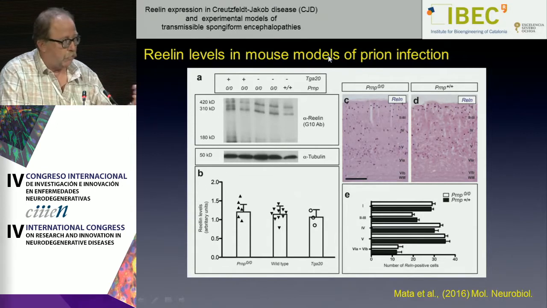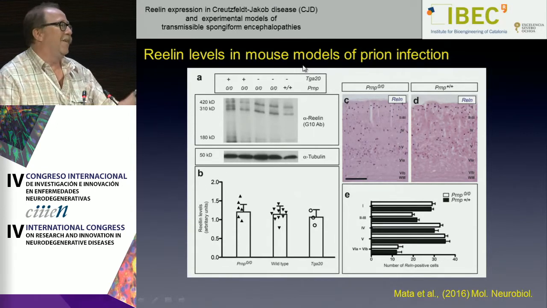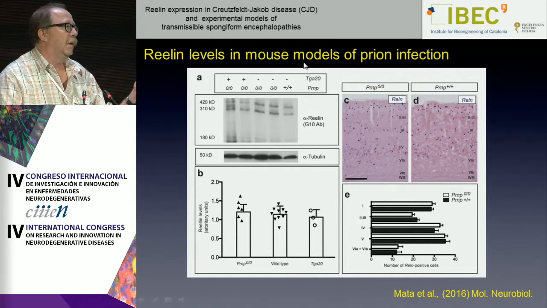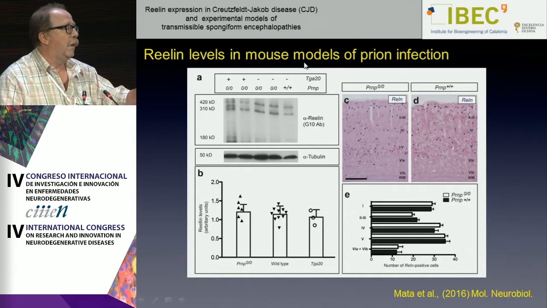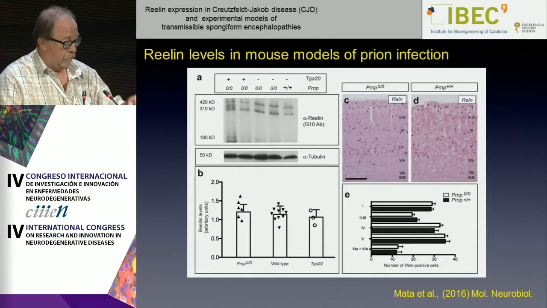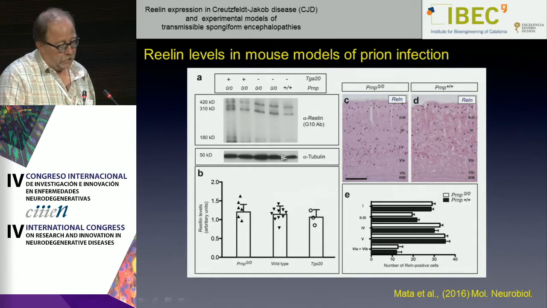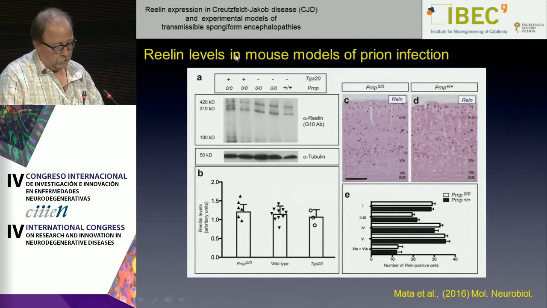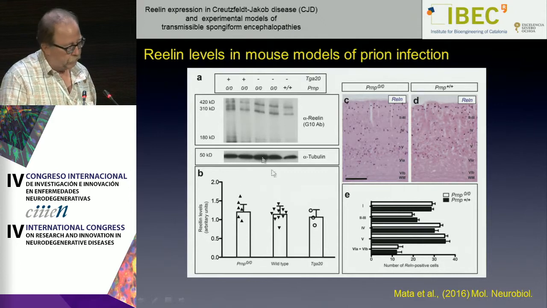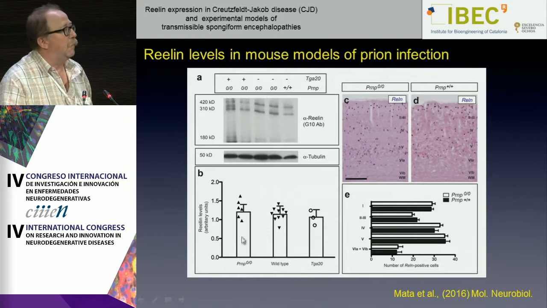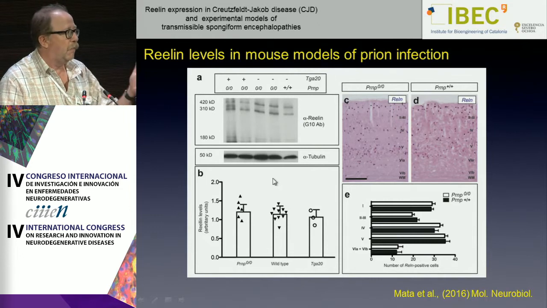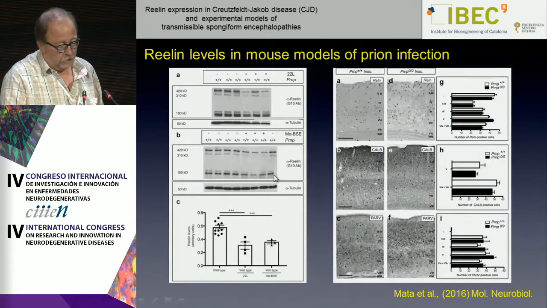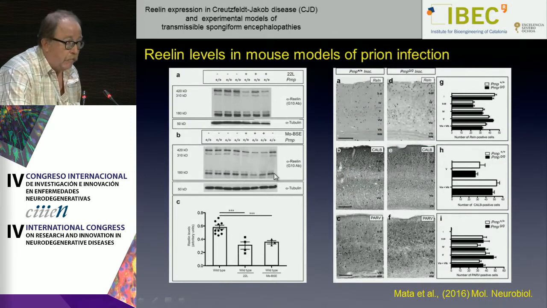In the next experiment, we wanted to know if changes in the cellular prion protein, the good one, also trigger changes in the endogenous levels of reelin. For that reason, we used several mice, from knockout to overexpressing ones, using several techniques: Western blot, immunostaining, and RT-PCR. We were unable to observe any change in reelin related to changes in the expression of PrPC.